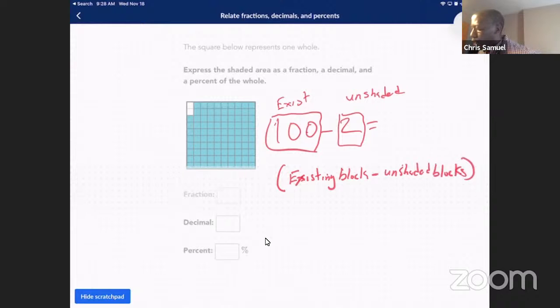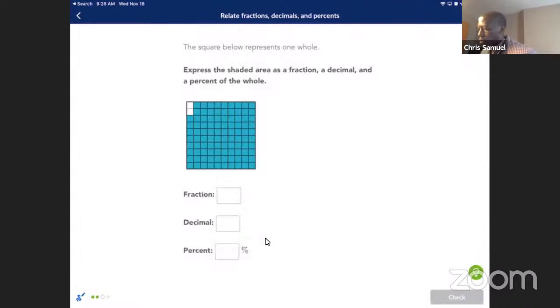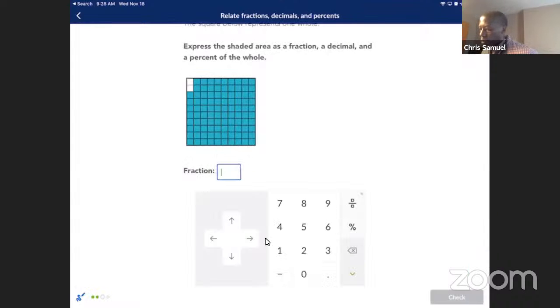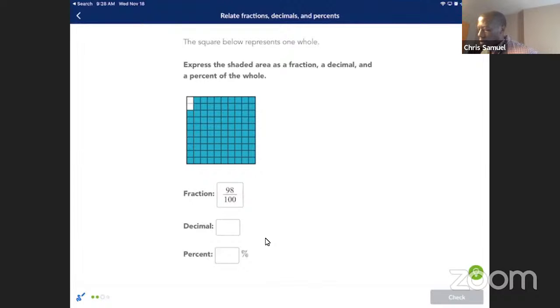And then when we do that, we're going to get 98. So now you remember, it's going to be 98 over 100. Remember, we do this, which is going to give us this. And then we're going to move these things over here to get 98%. So the fraction is this, this is the decimal, and this is the percent.